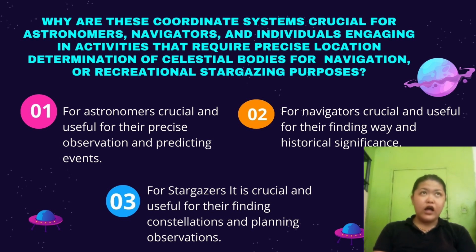So the second one po is predicting events. Knowing the precise position of celestial objects allows astronomers to predict events like solar eclipse, lunar eclipse, or occultations and planetary conjunction. This is very crucial for planning observation and understanding the dynamics of the solar system.